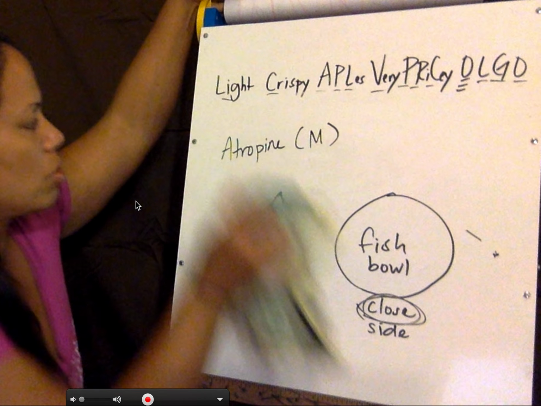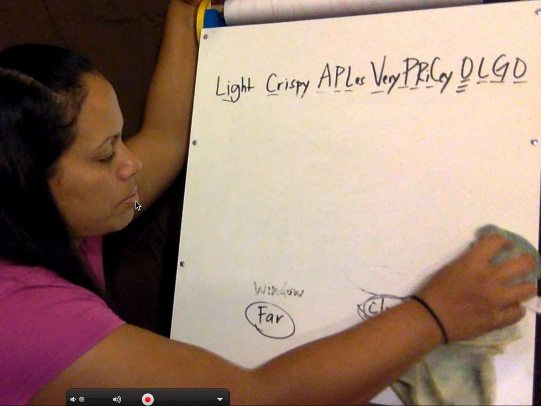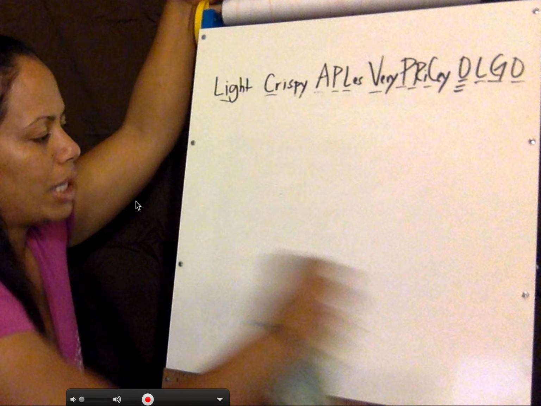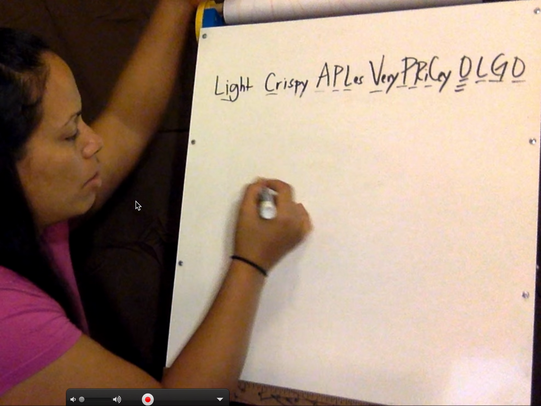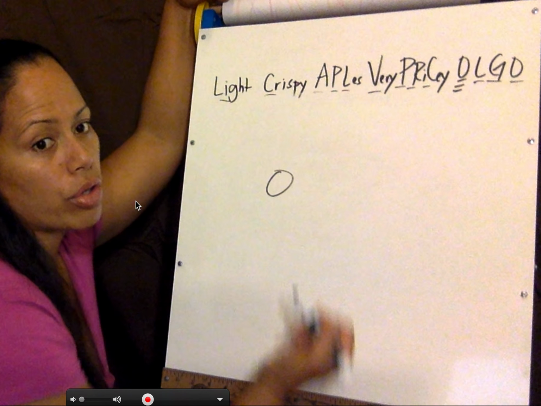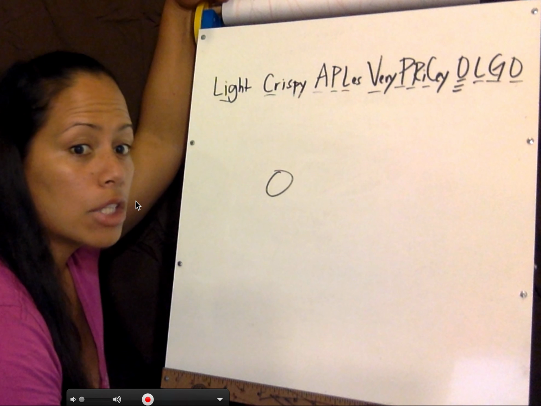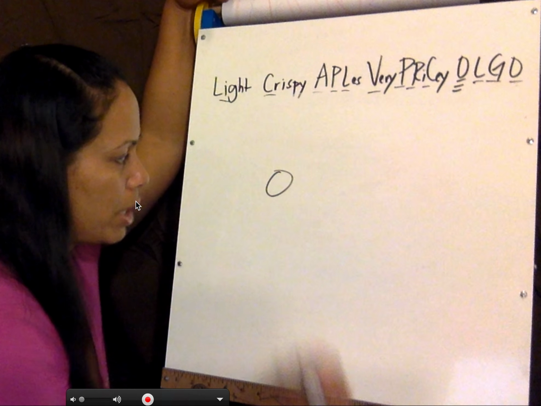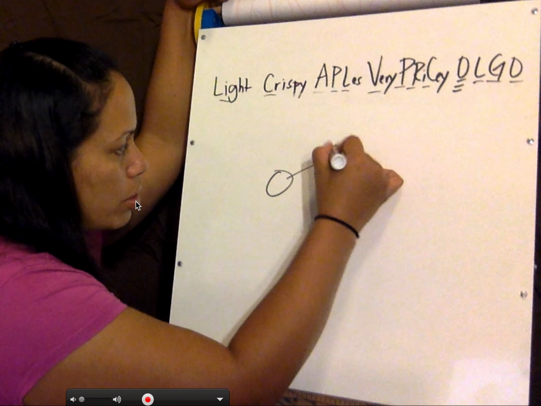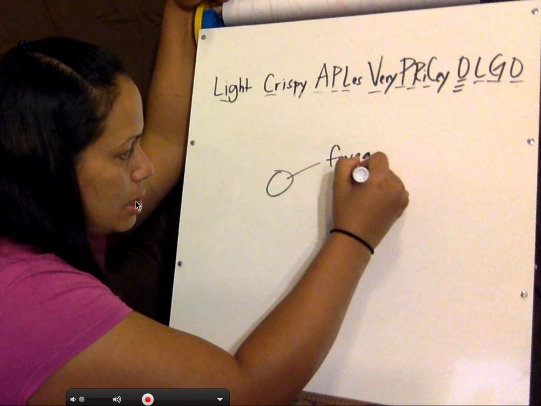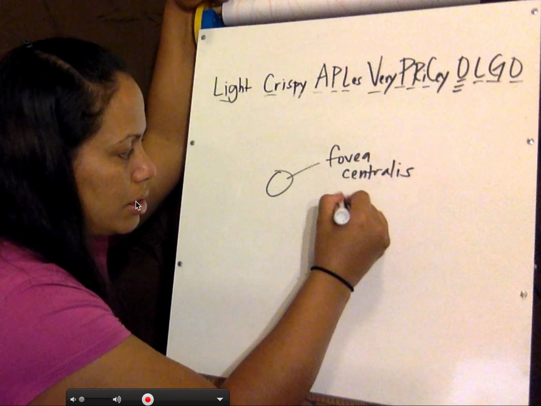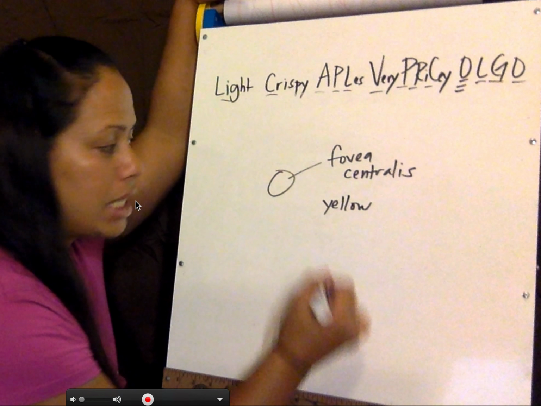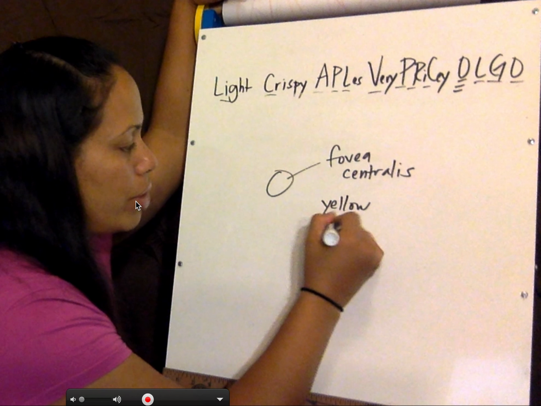Here is something to remember for that. Fovea Centralis. It has the highest abundance of cones. And what are cones for? Cones are for color, clarity, and acuity, right? So this is what we call the Fovea Centralis. It is a yellow spot on the eye. It is also a dark spot.